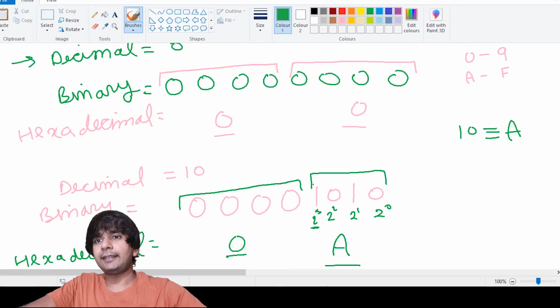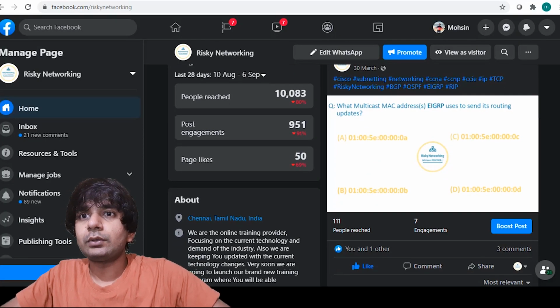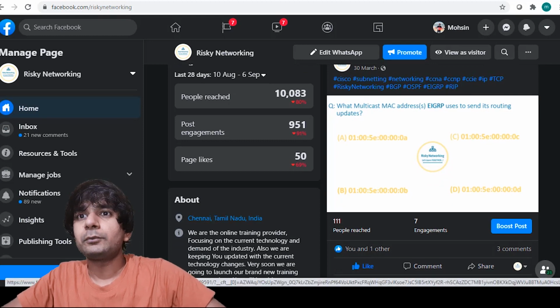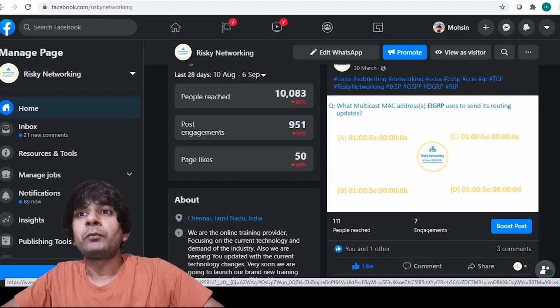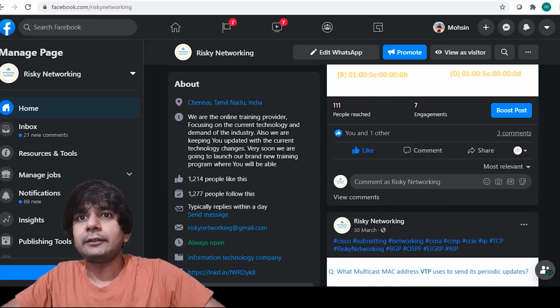Now let's see. So I asked this: 01005E, these will always remain the same, 00000A. So option A is the correct one, and let's see who has given the correct answer.